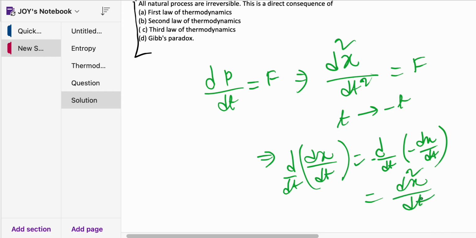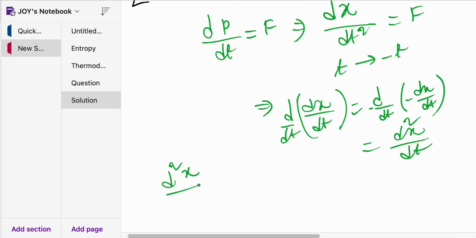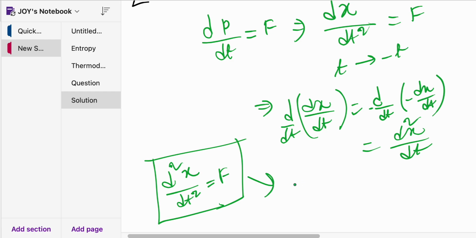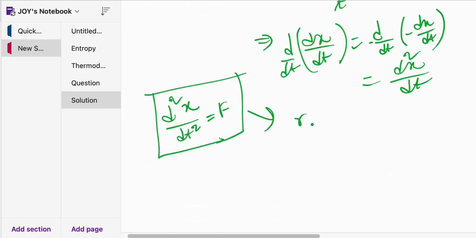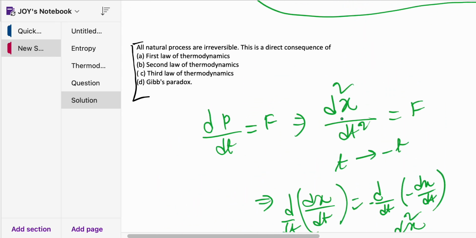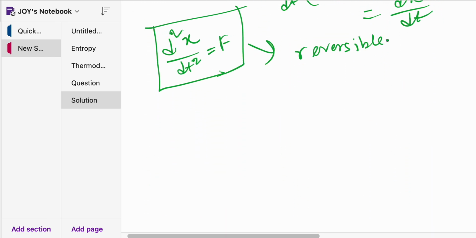That means my equation of motion d2x/dt2 should always remain valid. That means this system is actually reversible. This tells us that if we can derive everything from Newtonian mechanics, then everything that we see in nature should remain reversible. If I exactly go backward, the system should reach its initial condition.